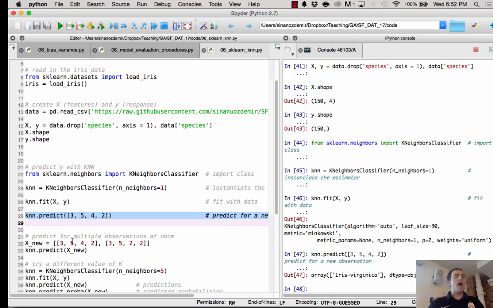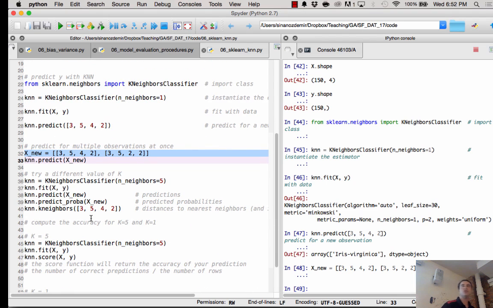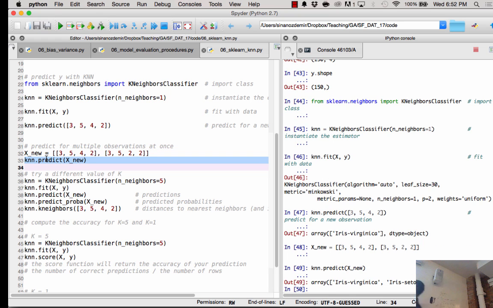I can input several predictions at once. So here in line 32, I have this variable called x new. X new is a list that contains two lists. Think of each list as a flower, because a flower is a set of four numbers: sepal length, sepal width, petal length, petal width. So x new actually contains two flowers. I can put that list into the predict function, and out pop my two predictions, Virginica and Setosa.